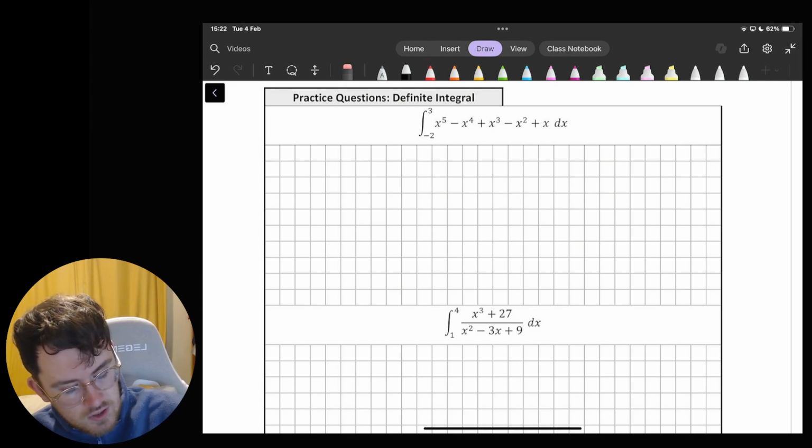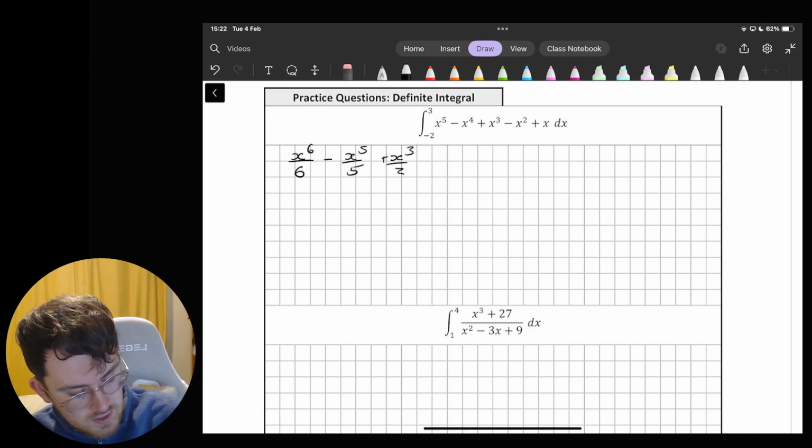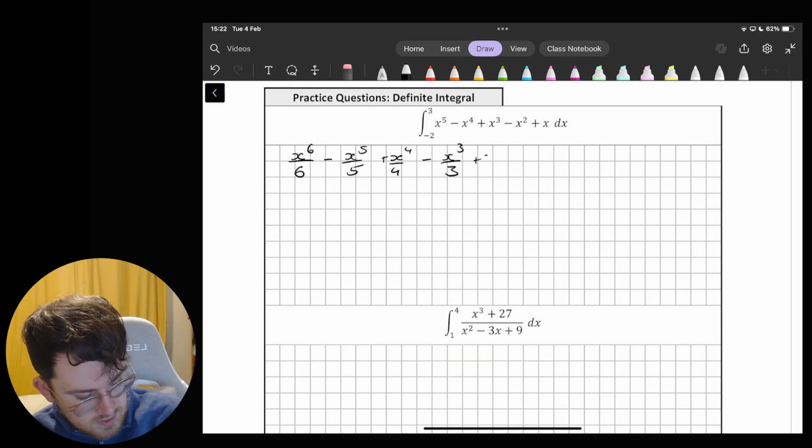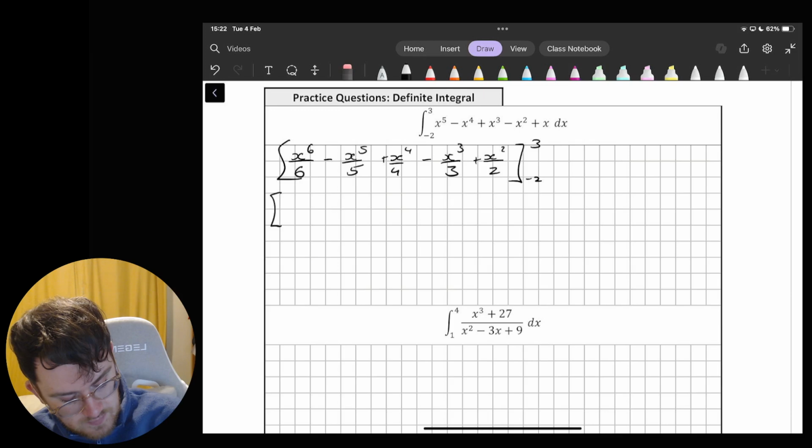So this one here, we're looking to evaluate again the integral first. So x to the power of 6 over 6 minus x to the power of 5 over 5 plus x to the power of 3 over 3. Sensing a trend here, minus x to the power of, sorry, excuse me, that's 4 over 4. And then minus x to the power of 3 over 3 plus x to the power of 2 over 2. Okay, real trend going on there. Evaluate at minus 2 and 3.